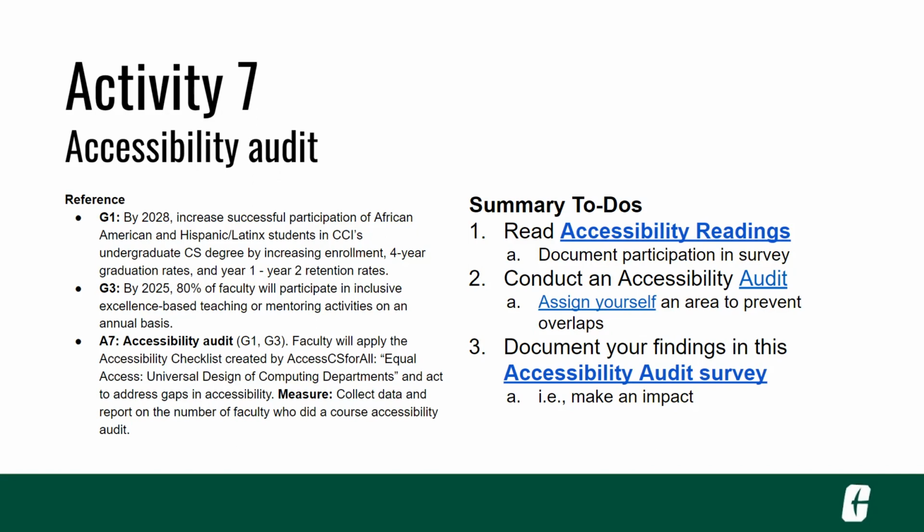So that's what the assign yourself is, nothing more than making sure. But if you're just going to do your class, do your class. And then lastly, there's an accessibility audit survey. So literally the audit is a checklist. If you found problems but don't tell anyone, it's never going to be solved.